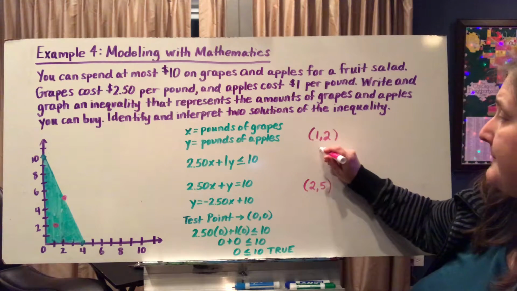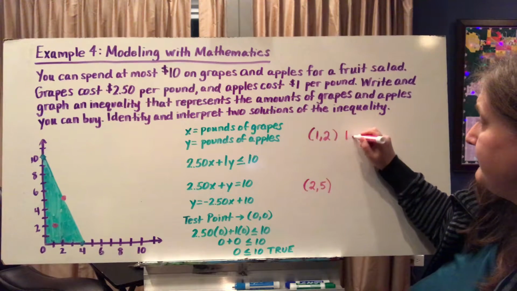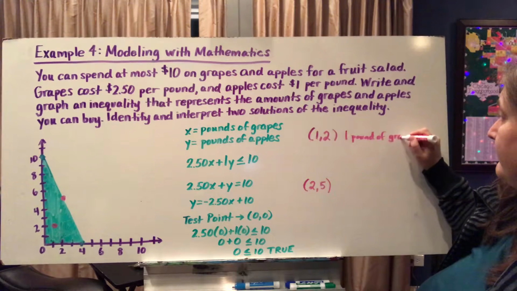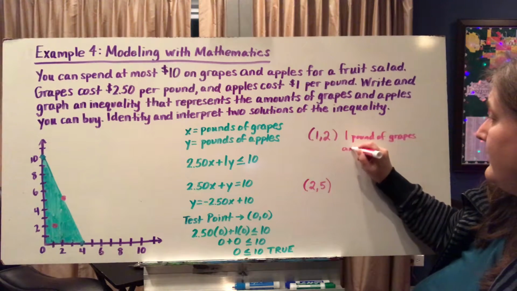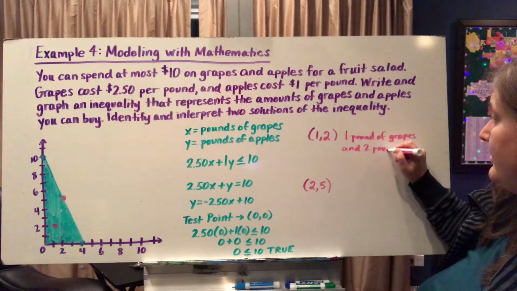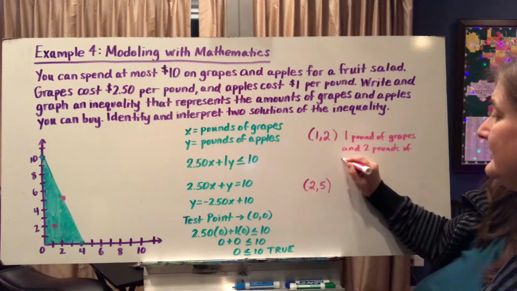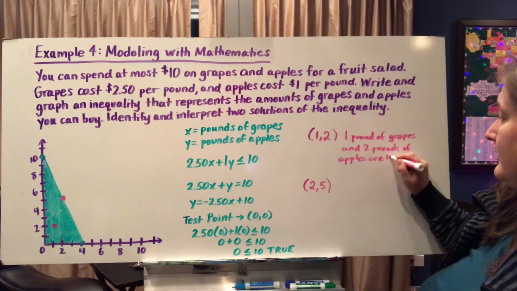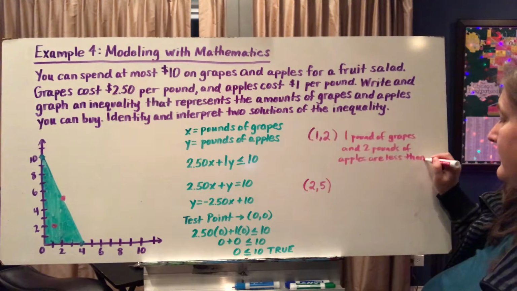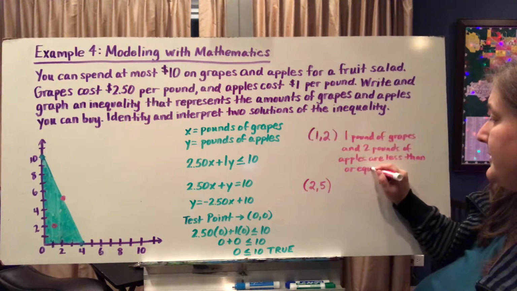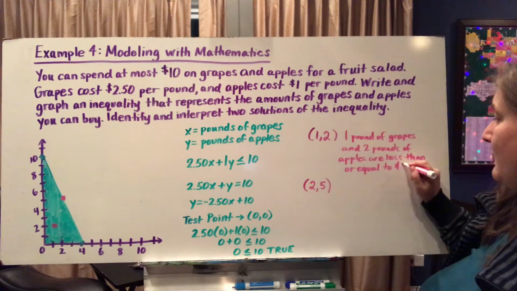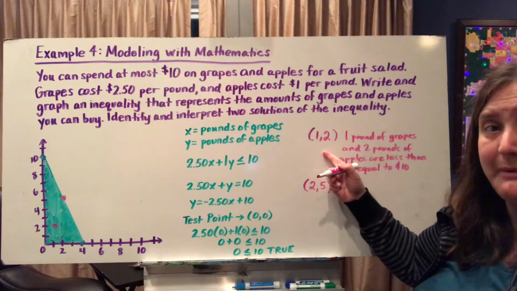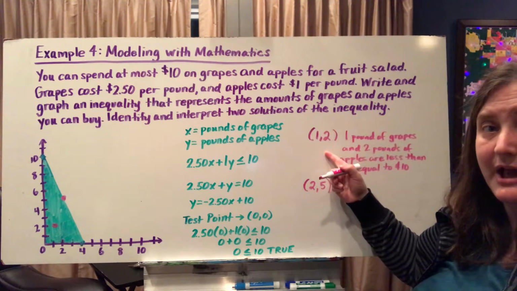So this one means I'm buying 1 pound of grapes and 2 pounds of apples, and that will be less than or equal to $10. Because it's in the solution set, and I'm only allowed to spend at most $10. So this is one combination of what I could buy for less than or equal to $10.